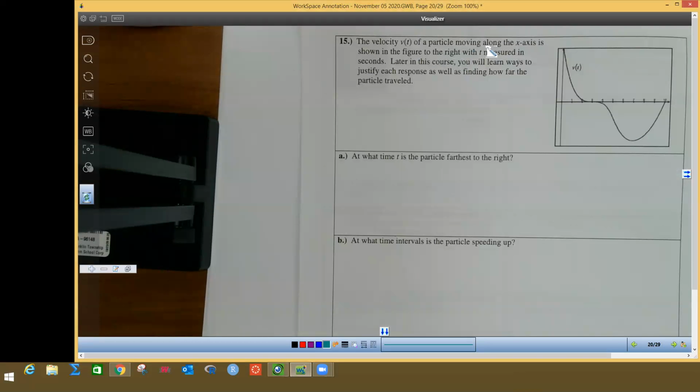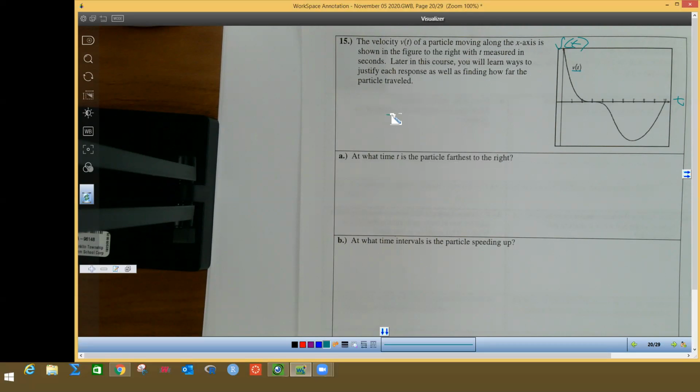The velocity of a particle moving along the x-axis is this graph. So this is velocity. So I'm going to put v of t up here. It's already right there, but I'm going to write it again. And this is going to be time, because t is what's inside the parentheses. Along the x-axis shown in the figure to the right, with t measured in seconds. Later in this course, you will learn ways to justify each response as well as find how far the particle has traveled. At what time is the particle farthest to the right?